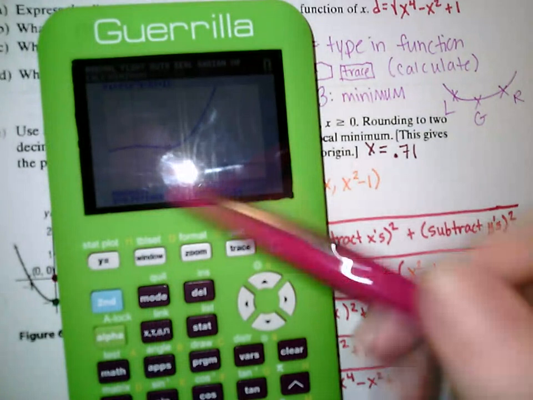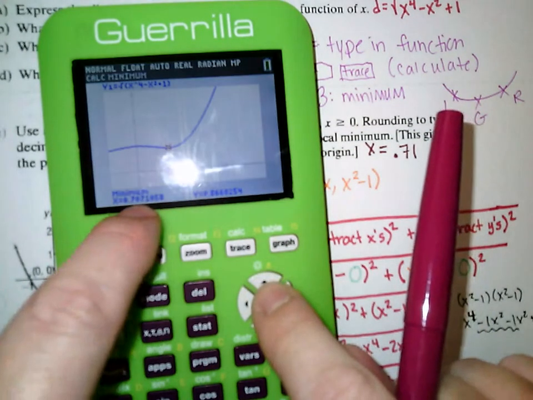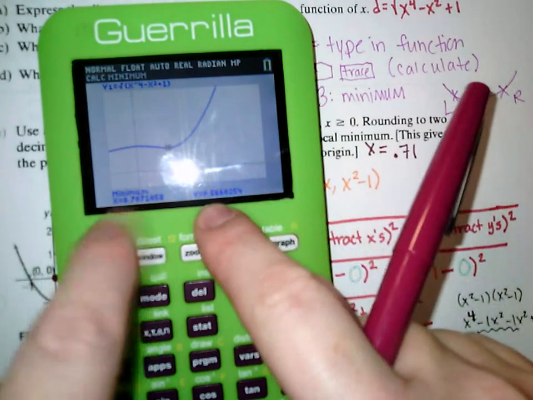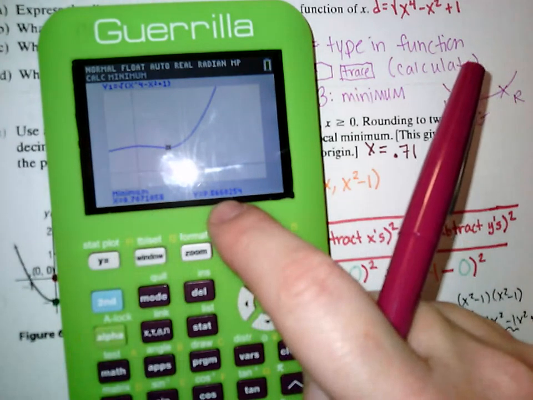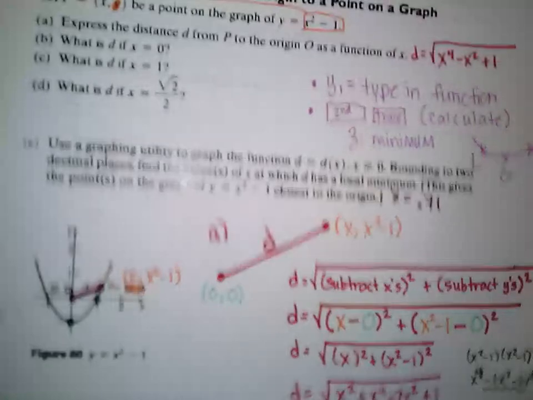The y value, by the way, would be how far away it is. The x value is where along, that's not true. Yeah, that is true. The x value is the x coordinate along the graph. The y value is the distance away from the origin. Okay.